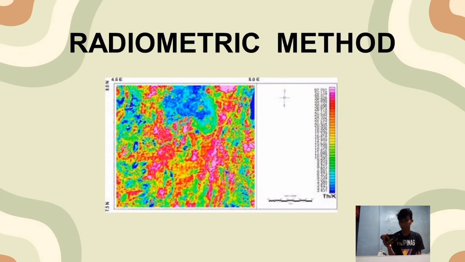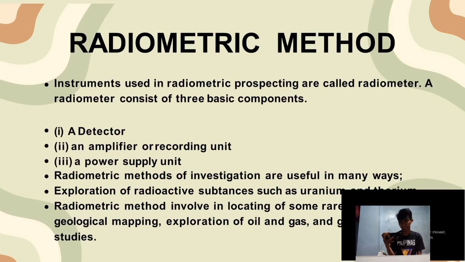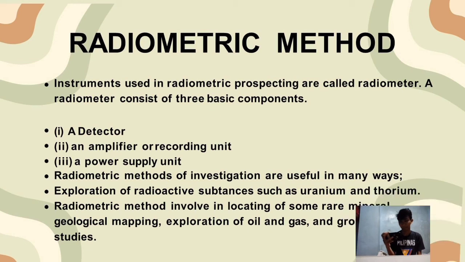So this is the picture of radiometric methods. Instruments used in radiometric surveys are called radiometers. These types of instruments consist of three basic components.